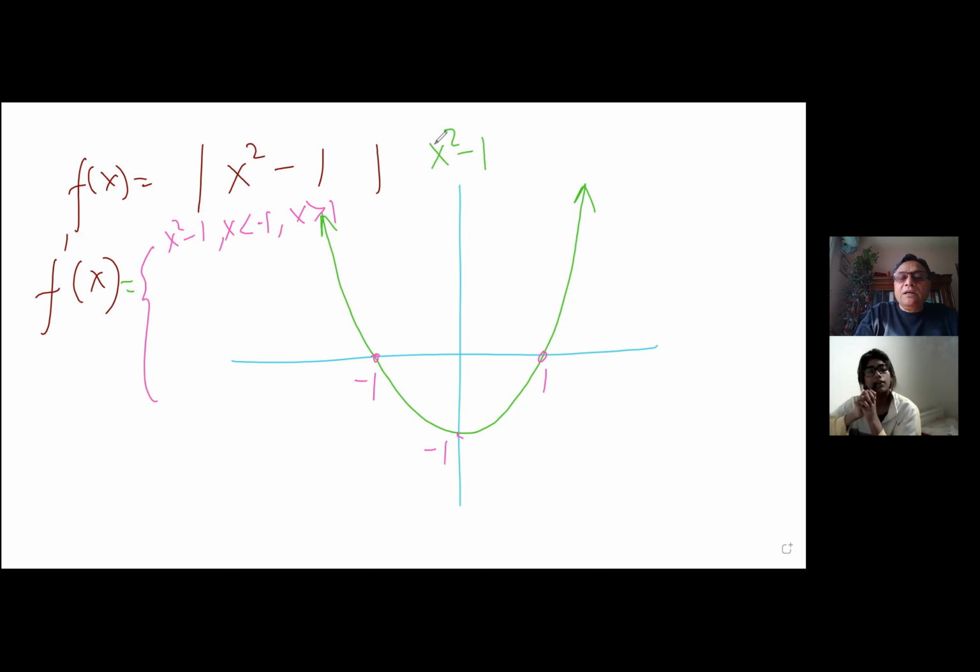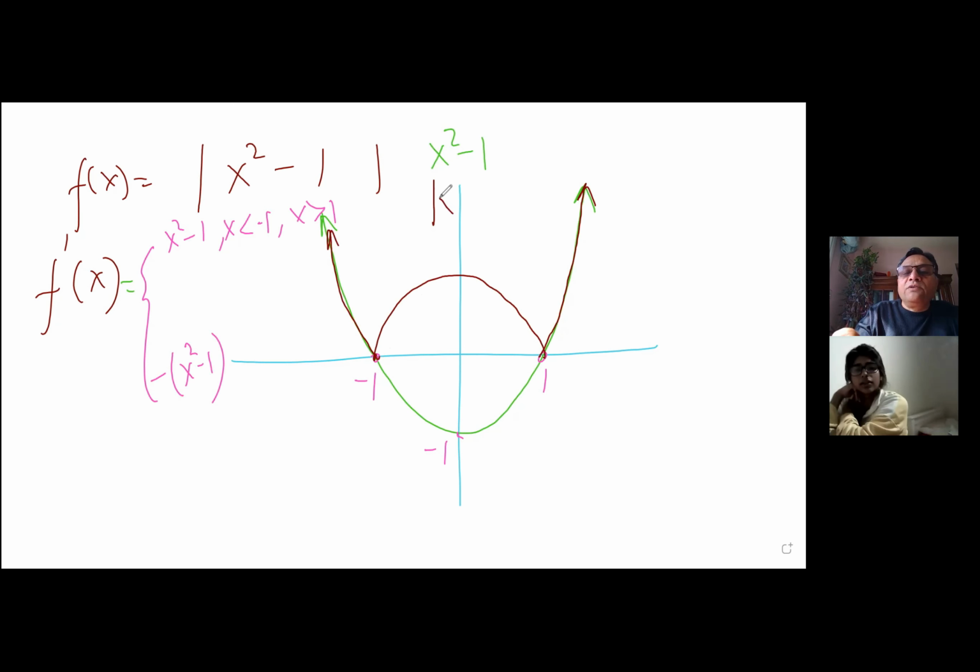Now, the center portion, which is negative, has to come out, right? It has to become positive. So we'll do negative of this: minus x squared minus 1. That means I have to flip it, correct? So I'll flip it, use a different color. So this goes like this. So that is my absolute value. On this side, it remains the same. Do you see that? So this is my absolute value of x squared minus 1. Is this clear to you?